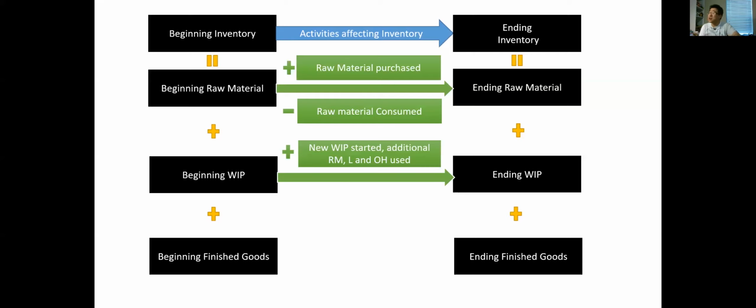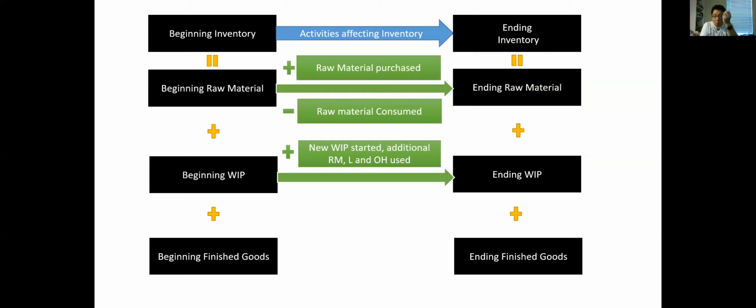So new WIP started, and additional, over the process, of course, additional raw material will be used, right? Because you can put from 2 pieces, you may put 1,000, 10,000 pieces all together, depending on what you might do. So this is how WIP gets more and more.